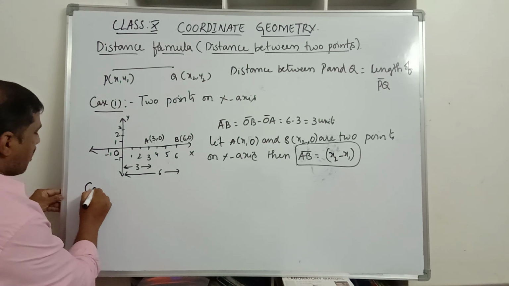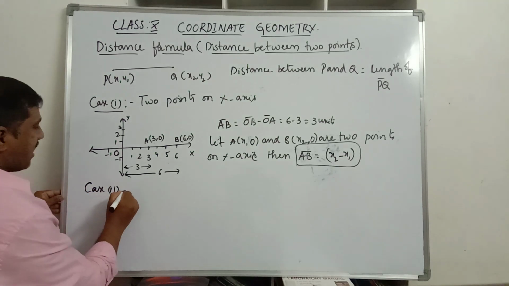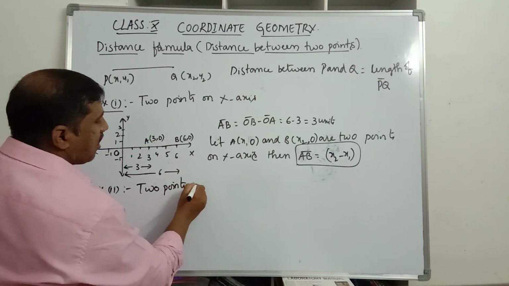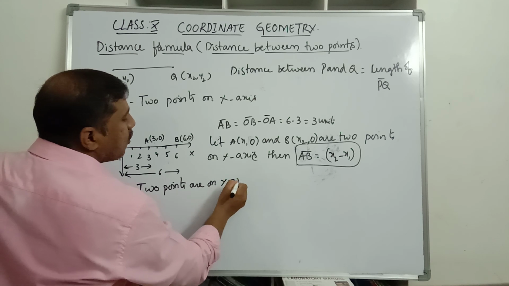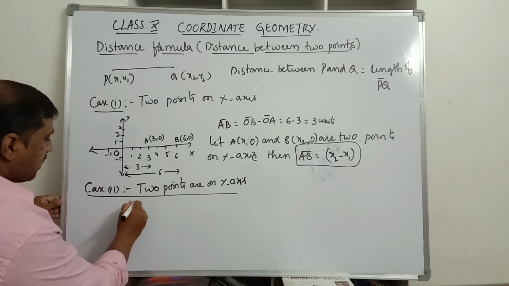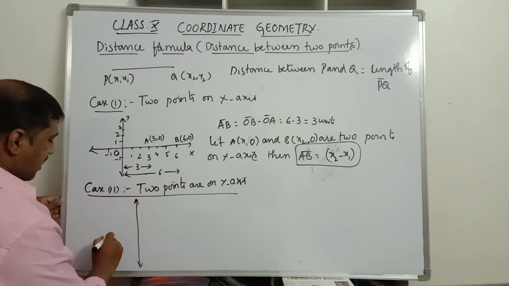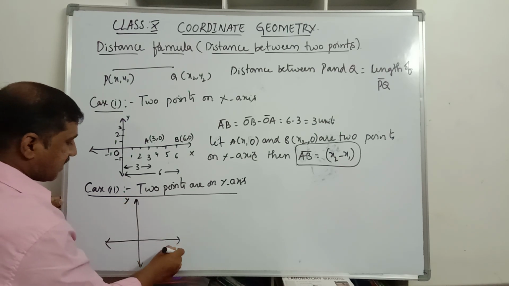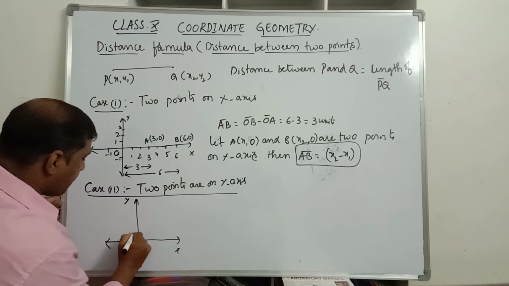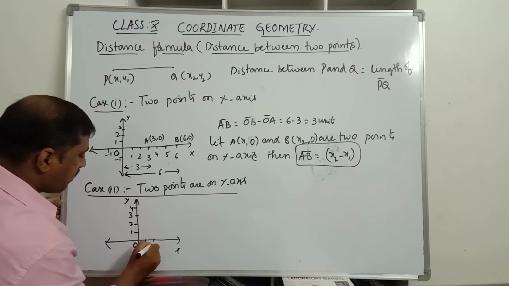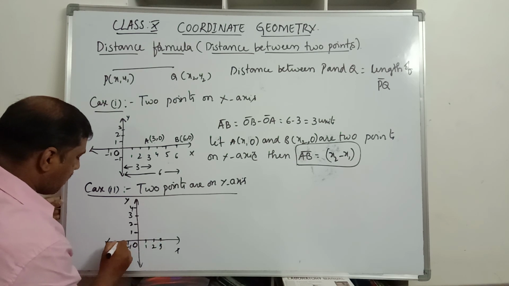Second case, if the 2 points are on the y-axis. How do we find the distance between those two points? So let this be the y-axis, and here the x-axis. We are representing the y-axis and the x-axis, with 0, and 1, 2, 3, 4, and minus 1, minus 2.